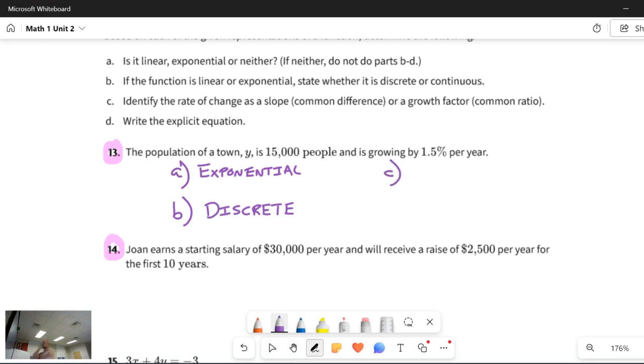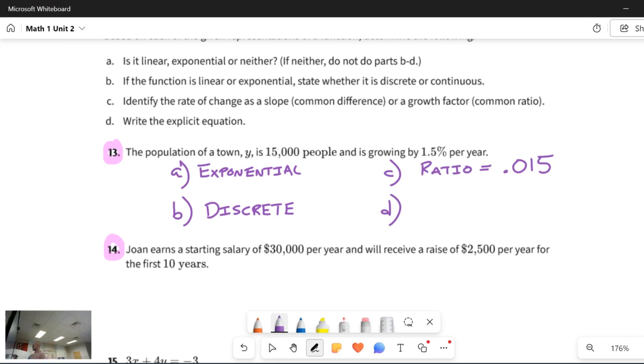Part C is asking us to identify the rate of change or the growth factor. We already talked about that. We're looking for the ratio or the growth factor because this is an exponential. And this is increasing by 1.5% every single year. So our ratio is going to be equal to, and remember when we're doing percentages, we have to move the decimal over 2 spots. So our ratio is going to be 0.015. Now, our part D in this is write the explicit formula.